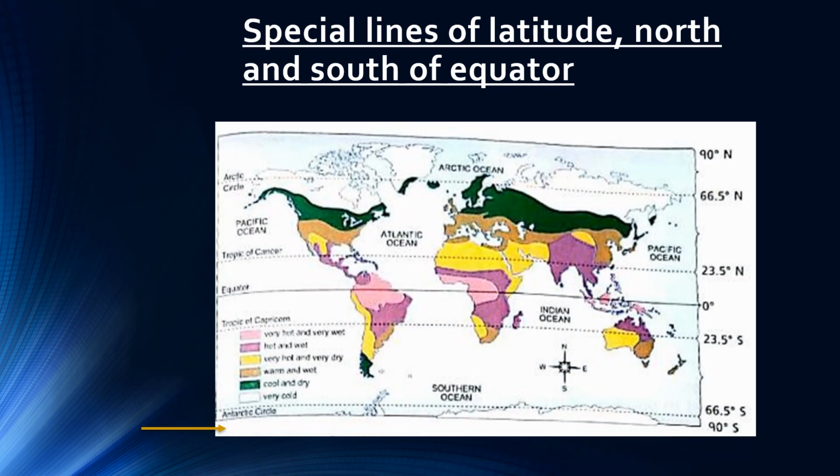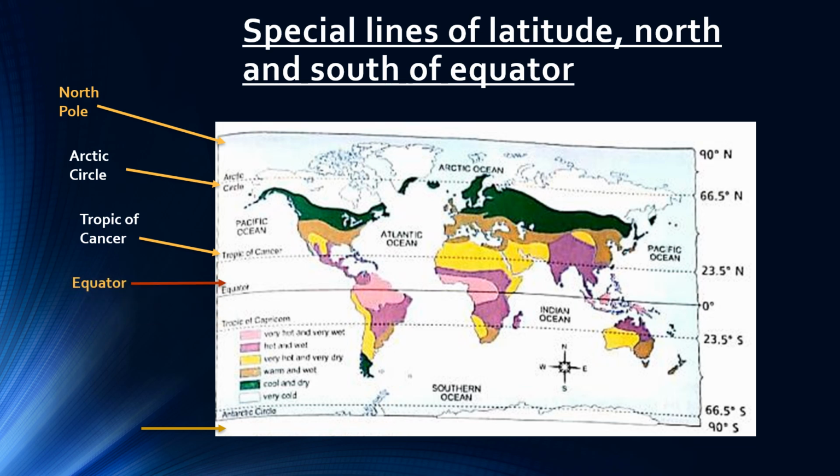At the top is the North Pole. Next, towards the equator or down, is the Arctic Circle. Next is the Tropic of Cancer. Students, in the middle of the map is the equatorial line. Next is the Tropic of Capricorn. And next, towards the south or down, is the Antarctic Circle. And the last is the South Pole.